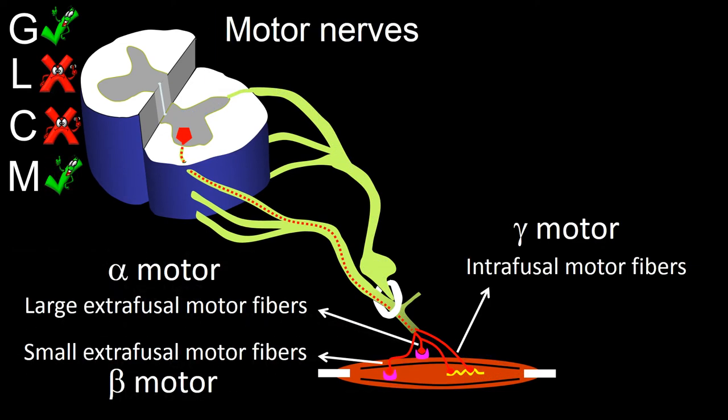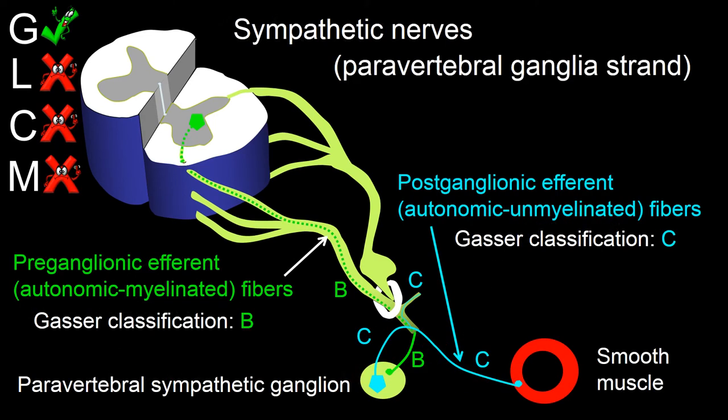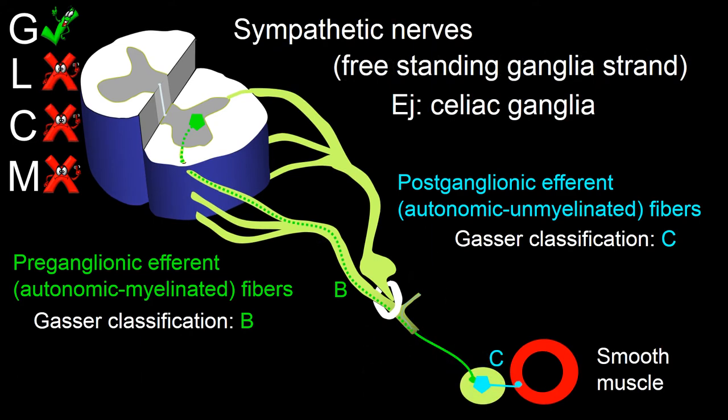Somatic motor fibers arise from the anterior horn of the spinal cord. They are classified in the Gasser and in the motor classifications. Preganglionic sympathetic motor fibers arise from the lateral horns. Postganglionic motor fibers arise from the paravertebral sympathetic ganglia or from freestanding ganglia, such as the celiac ganglion. These fibers can only be classified using the Gasser classification.